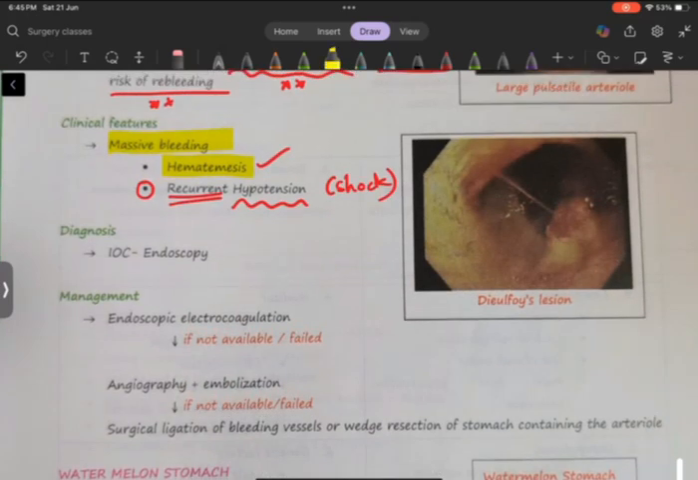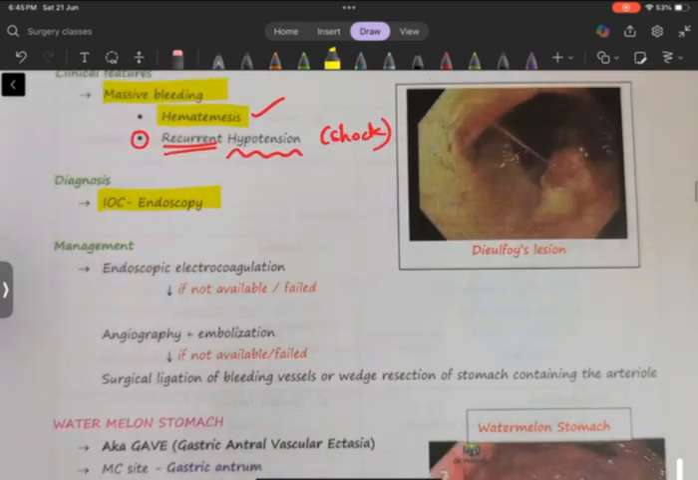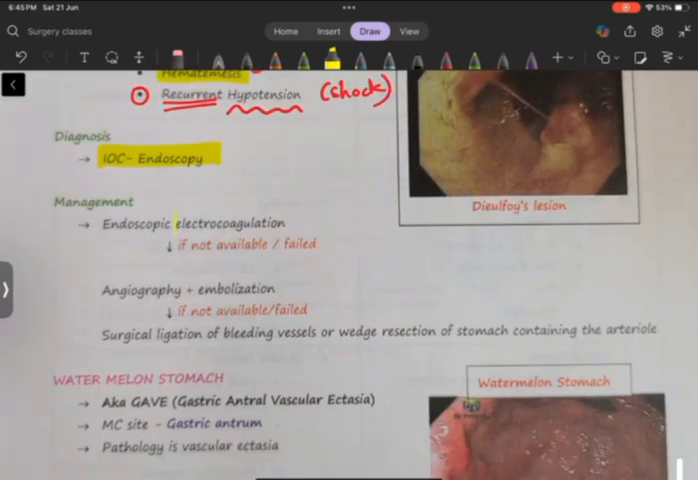How will we diagnose it? Again, in order to see this enlarged arteriole, we will have to go for endoscopy. So how will we manage? Endoscopically, electrocoagulation if available. Primarily, the first step is to stop bleeding. For that reason, we are going for endoscopic electrocoagulation.